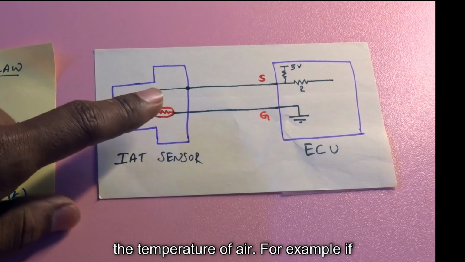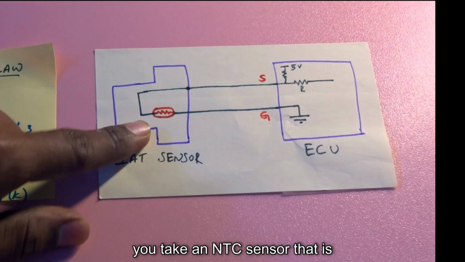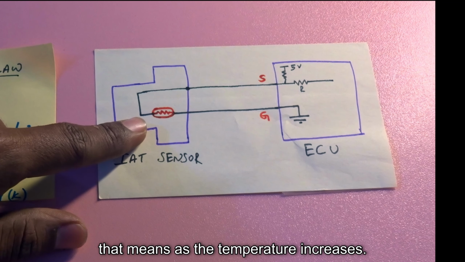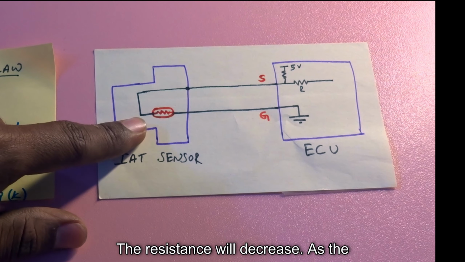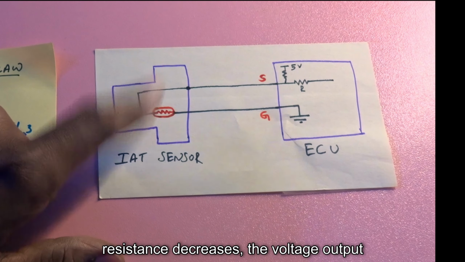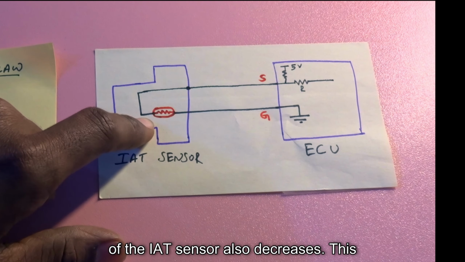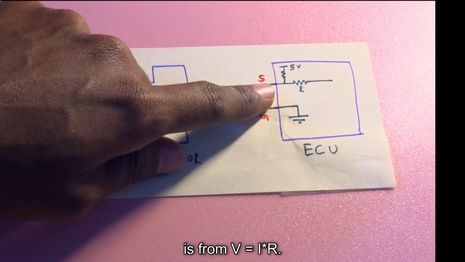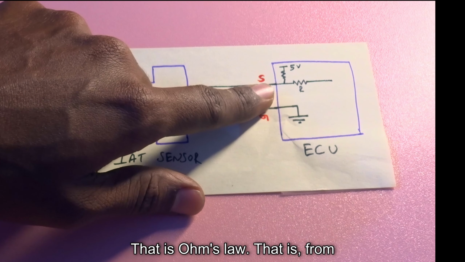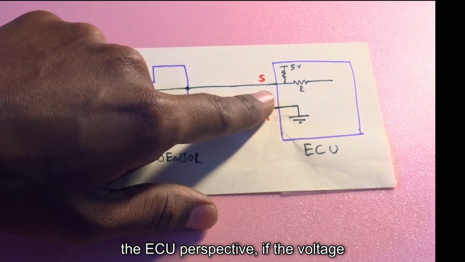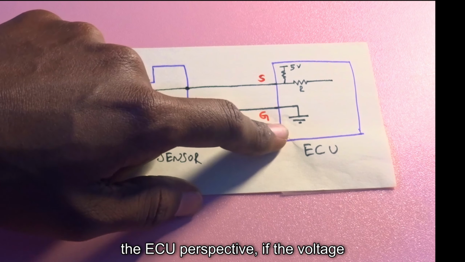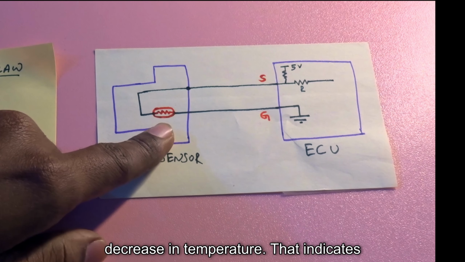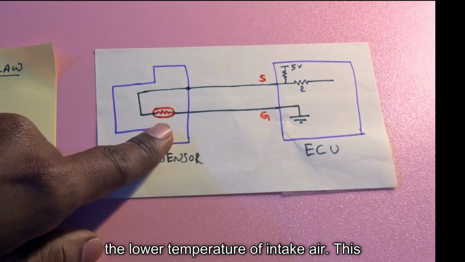For example, if we take an NTC sensor, that is a negative temperature coefficient sensor, that means as the temperature increases, the resistance will decrease. As the resistance decreases, the voltage output of the IAT sensor also decreases. This is from V equals IR, that is Ohm's law. That is, from the ECU perspective, if the voltage decreases, that means there has been a decrease in temperature. That indicates the lower temperature of intake air.